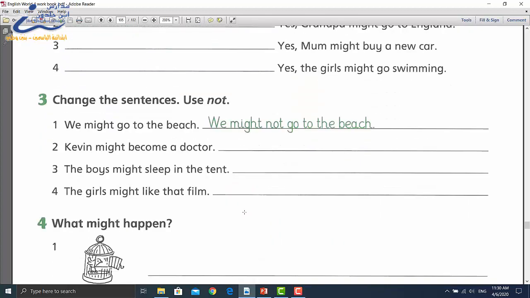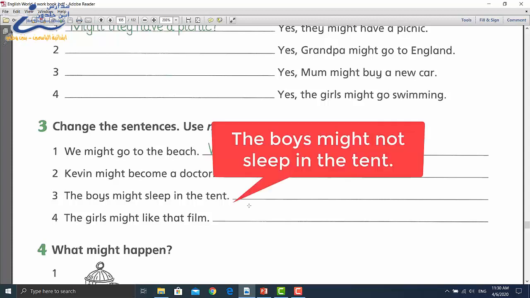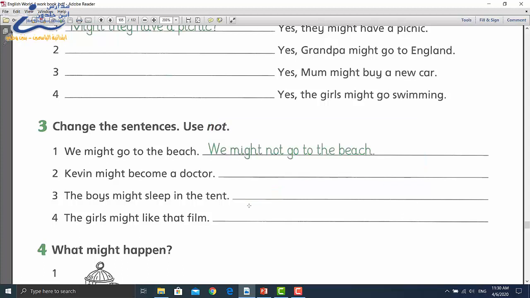Exercise number 3. Change the sentences, use not. Number 3. The boys might sleep in the tents. As any modal verb, in order to make negative, we just put not after might. The boys might not sleep in the tent.